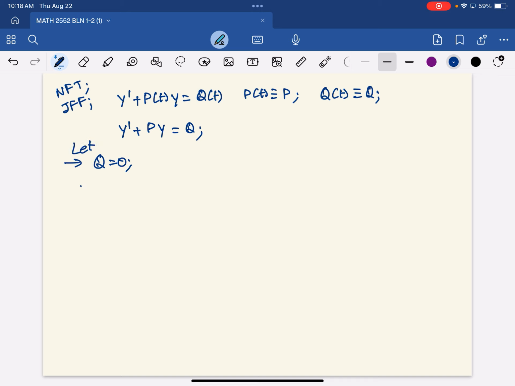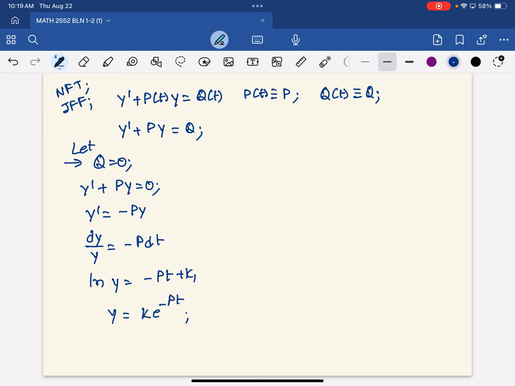Q equals 0, then it becomes y prime plus py equals 0. Then you get y prime equals negative py. Then you get dy by y equals negative p dt. Then you integrate, you get natural log of y equals negative pt plus k1. Then raise it to the e, and then you get k times e to the negative pt. Okay, so this is variable separable. This is easy. Okay, let's start from here. Are you with me on that?